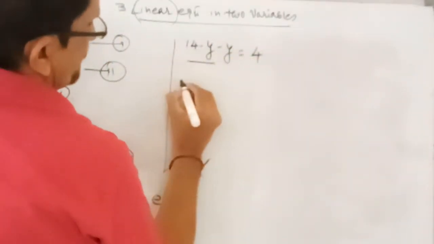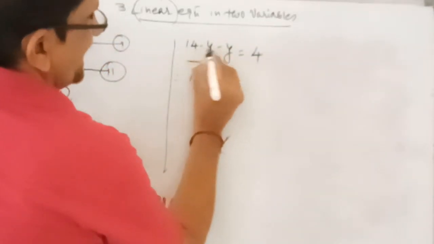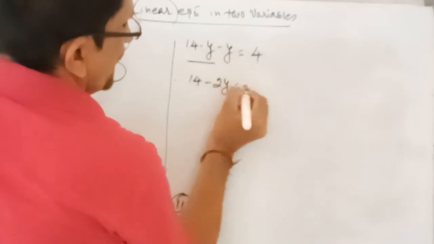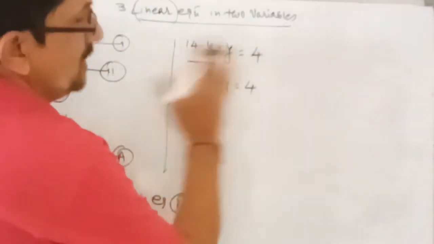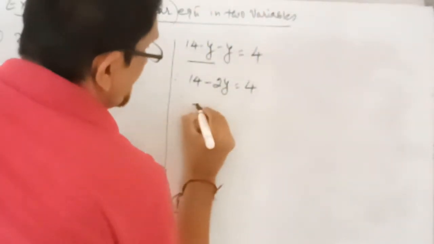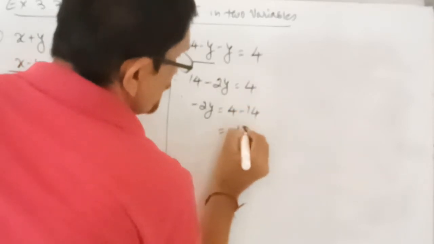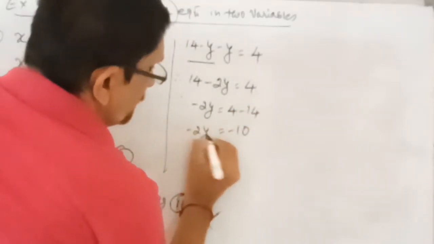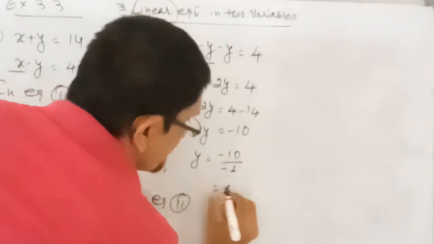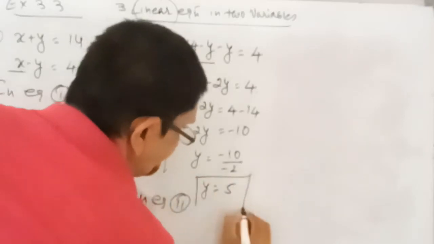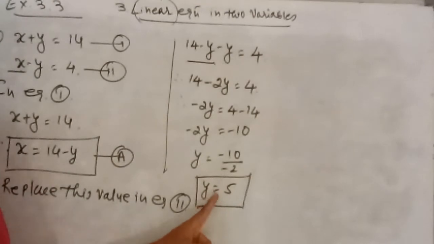So again, if we simplify, now only one variable remains, that is the y. So it is 14 minus y minus y, so it is minus 2y. 14 is a number, 4 is also a number. So collect the numbers on one side. So it is minus 2y is equal to 4 minus 14. So it remains minus 10. So ultimately y is equal to minus 10 by minus 2. So it is 5. Clear? So we got the value of one variable, that is y.